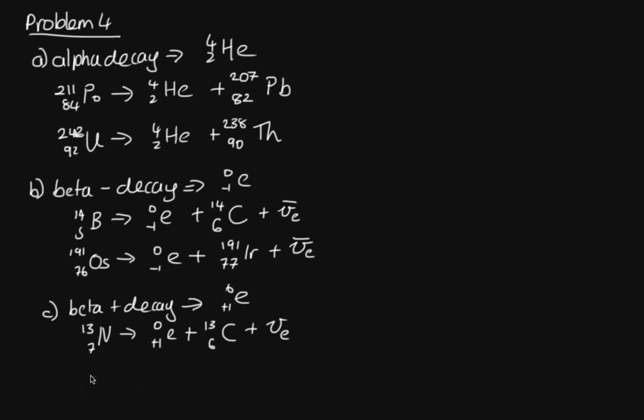And then our final reaction is bismuth 207, and it's got an atomic number of 83. Once again, it's emitting a positron. Now 83 minus 1 gives us 82, and then we've still got 207 nucleons. 82 is lead, and then because it's releasing a positron, which is an anti-electron, we also get an electron neutrino released.